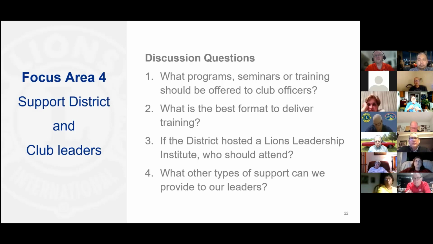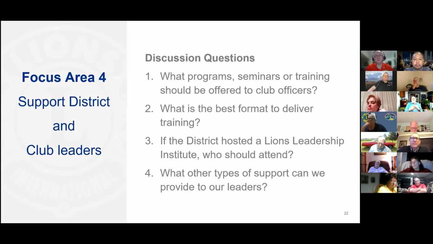And if a district hosted a Lions Leadership Institute, who should attend? And they're going to begin to identify people in their club to attend a leadership institute, or I like to call them a Lions Learning Institute. And that way it takes the pressure off of someone thinking they've got to take a leadership role. Let's just have a learning institute. Let's bring people together just to learn about our association and how to better serve their communities by helping their club to learn best practices.